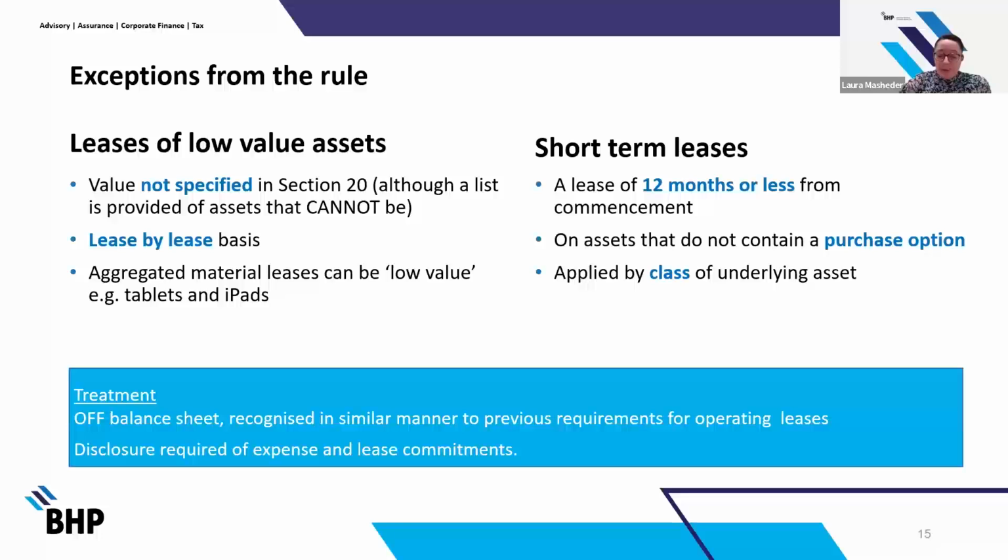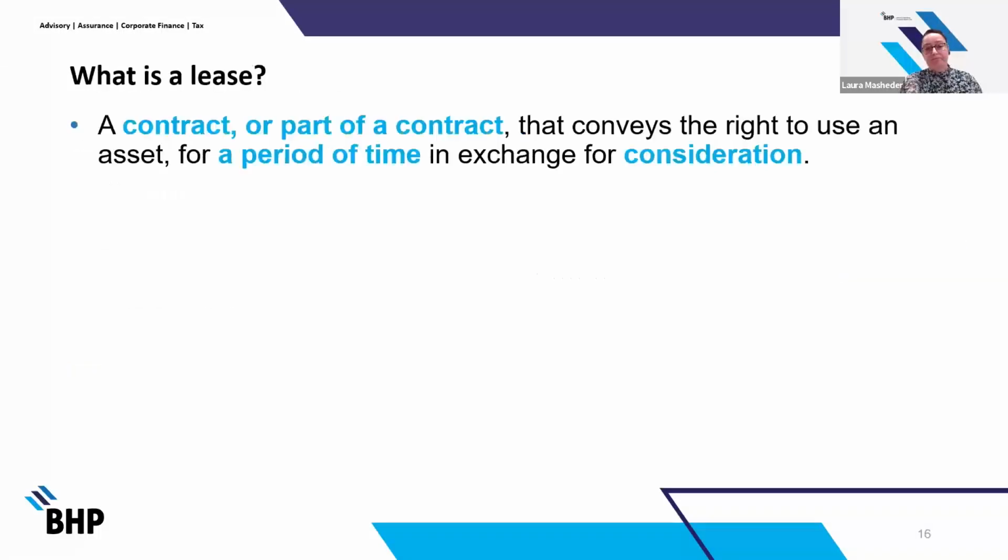And just in terms of the treatment where we do take the exemption from capitalising the lease, the treatment's basically the same as the current treatment for operating leases. The expense for the lease will be taken to profit and loss during the year, and there would be a lease commitment note included within the financial statements.